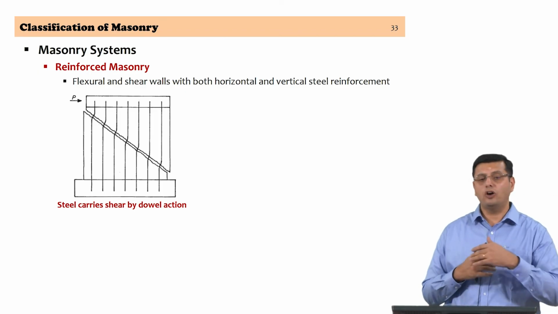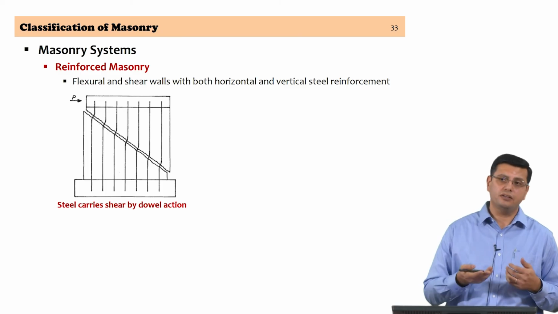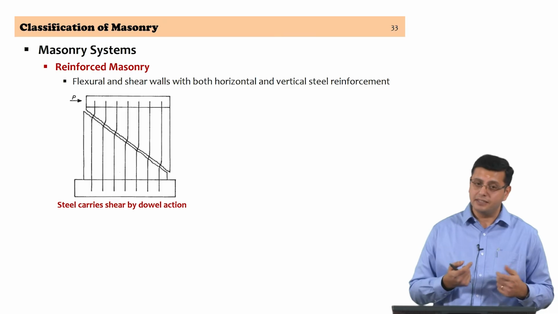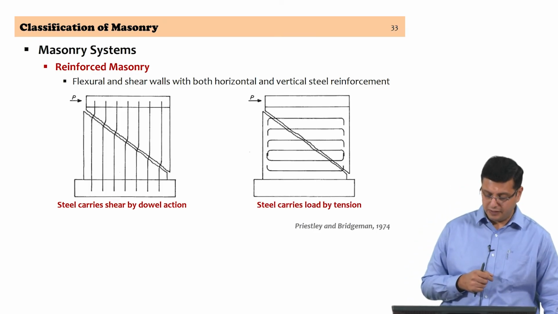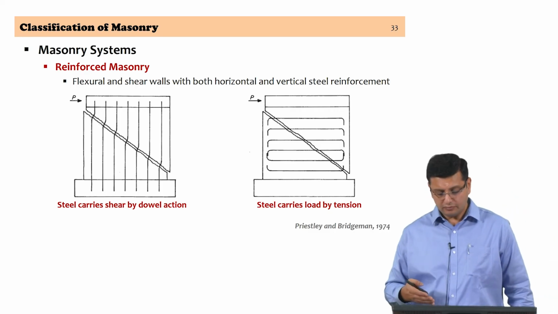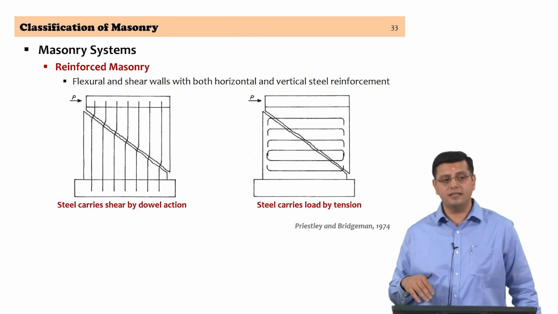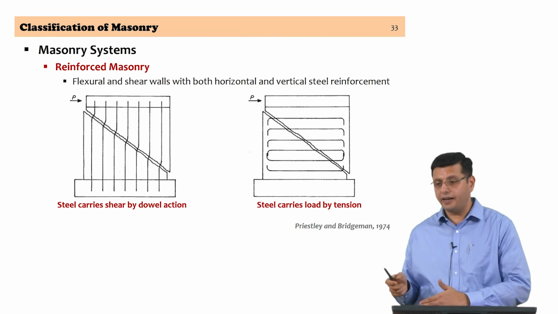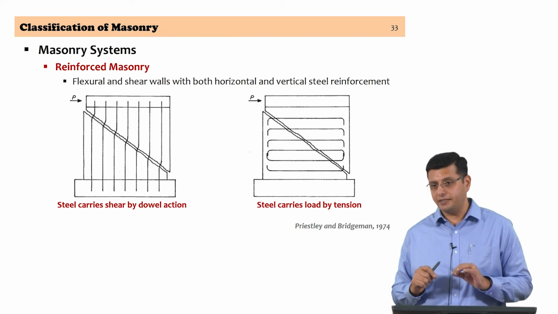So, with the formation of a diagonal crack, the steel reinforcement is spanning across these cracks, and the resistance in shear is by the formation of dowel action in the steel reinforcement. Whereas, if you look at the same wall, the cracked wall, with the presence of horizontal steel, the horizontal steel is in direct tension, at different layers actually resisting the lateral forces by tension.